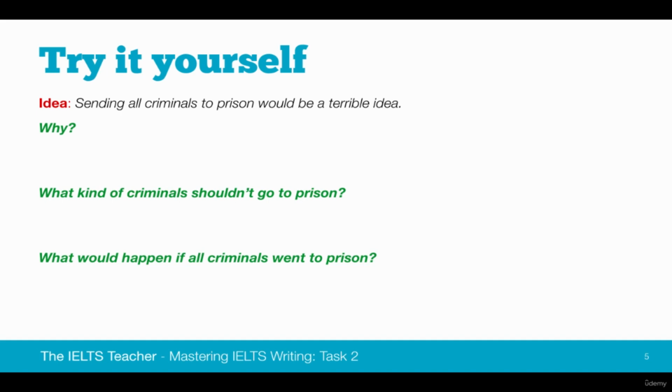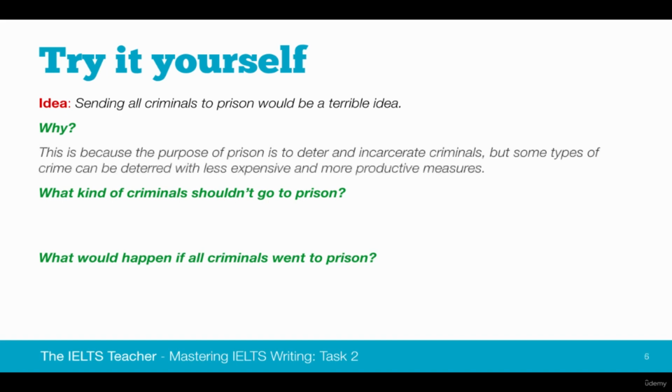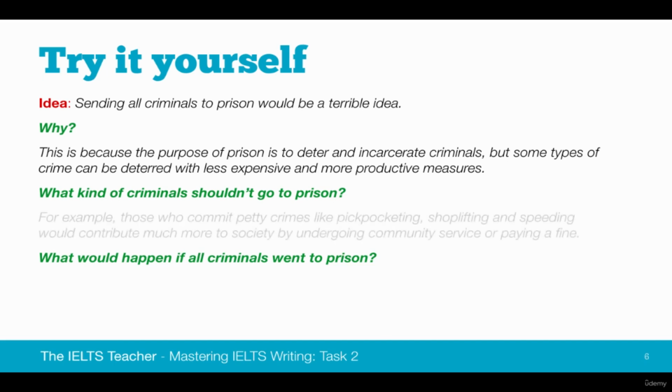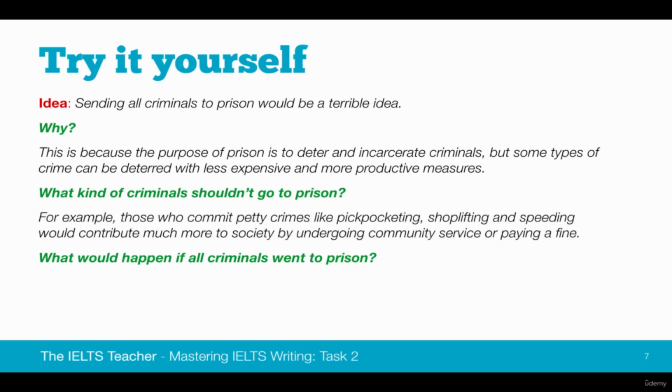Okay, so let's have a look at the first question. Why would sending all criminals to prison be a terrible idea? This is because the purpose of prison is to deter and incarcerate criminals, but some types of crime can be deterred with less expensive and more productive measures. Okay, so what kind of criminals shouldn't go to prison? For example, those who commit petty crimes like pickpocketing, shoplifting and speeding would contribute much more to society by undergoing community service or paying a fine. So we've given two examples here, the type of criminal and the type of punishment that they should receive.